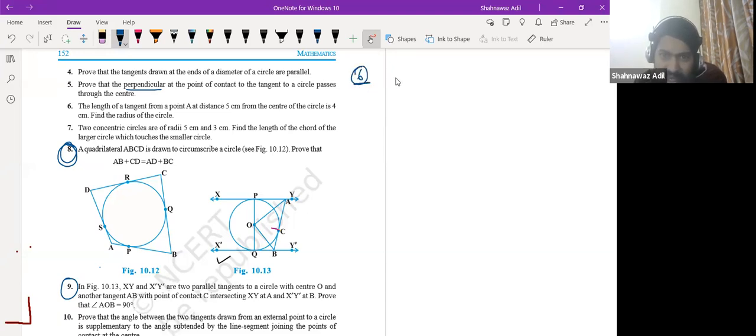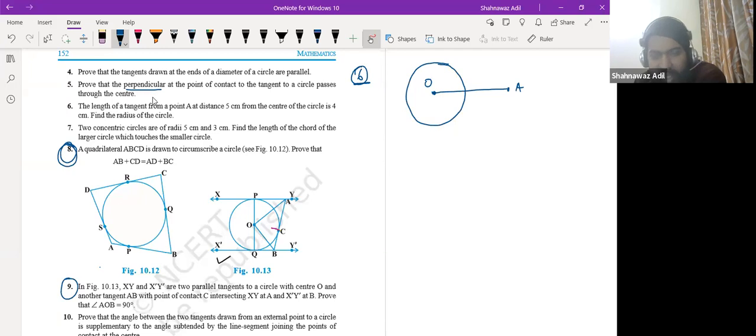The length of a tangent from a point A at a distance of 5 centimeter from the center of the circle is 4 centimeter. So this is point A, this is the center. And the fifth one, I didn't copy. The fifth one was about the statement argument, right? Okay, then it's fine.